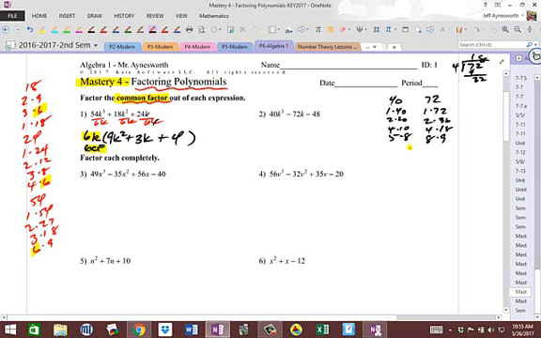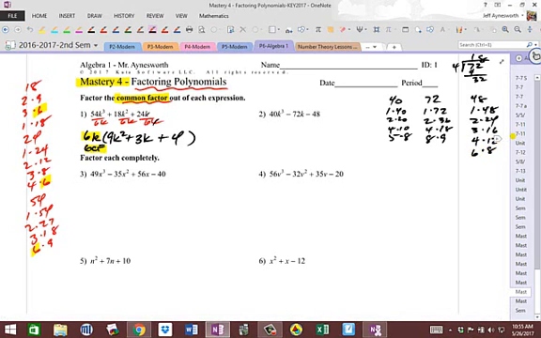So far, I see a common factor of 4. 4 is a common factor, but is it the biggest one? I don't know. So 48: 1 times 48, 2 times 24, 3 times 16, 4 times 12, 6 times 8. So we've got those factors there. Anything bigger? Probably not. I see a 4 in common. Is there anything bigger than a 4 in common?